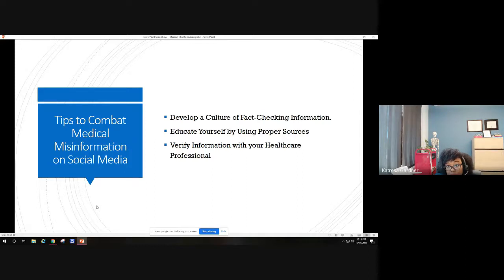Educate yourself by using the proper sources, and using the CRAAP method is definitely a good way to help you get to the accurate information that you may be looking for. And also, verify information with your healthcare professional, your medical doctor, and have those discussions to make sure that the information that you are receiving online is actually legitimate.